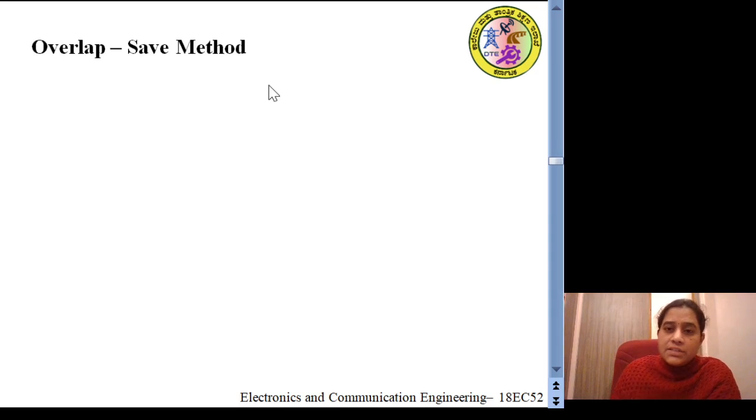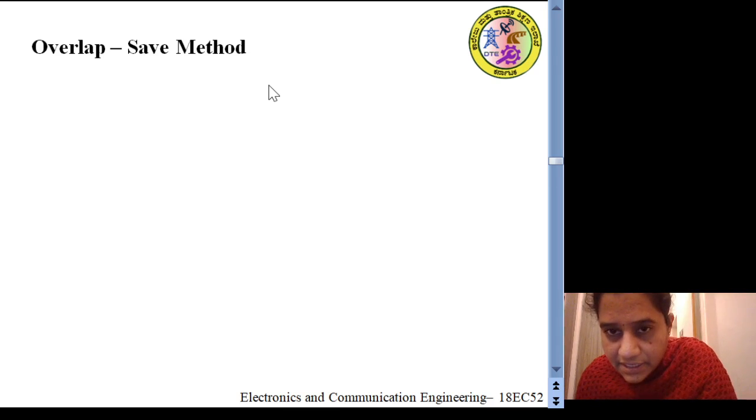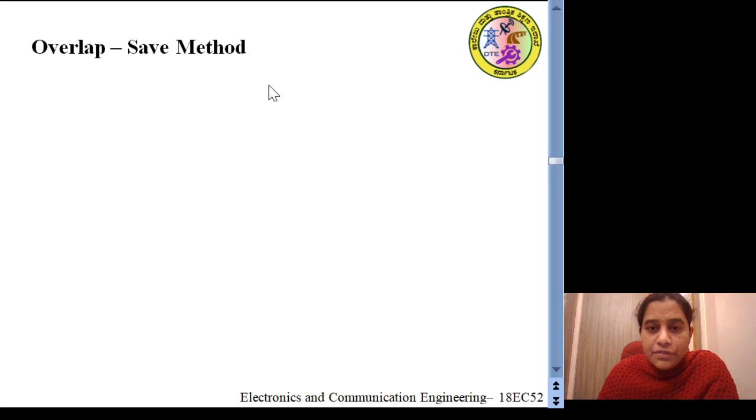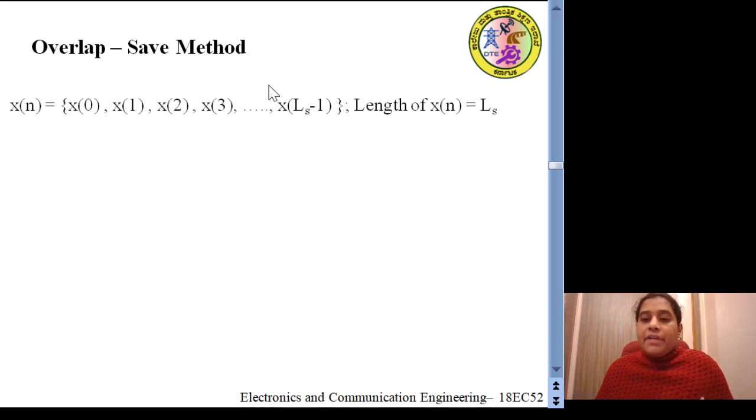So in this session, let us concentrate on the overlap save method. As we discussed, this overlap save method is one of the linear filtering methods where the incoming signal is segmented into blocks. We are considering a long data sequence x of n, which has Ls number of samples. This Ls is the length of the long data sequence x of n.